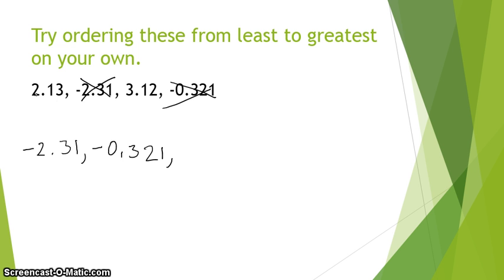Which one is smaller, 2 or 3? Notice how I'm not even looking at the decimal places yet. Now, if this was a 2 and this was a 2, then I would have to start looking at the decimal places. So 2 is smaller, so 2.13. And then the next one is 3.12, and you are finished.